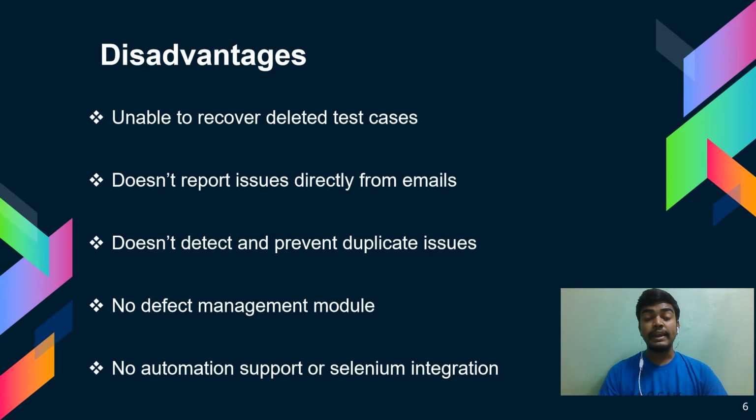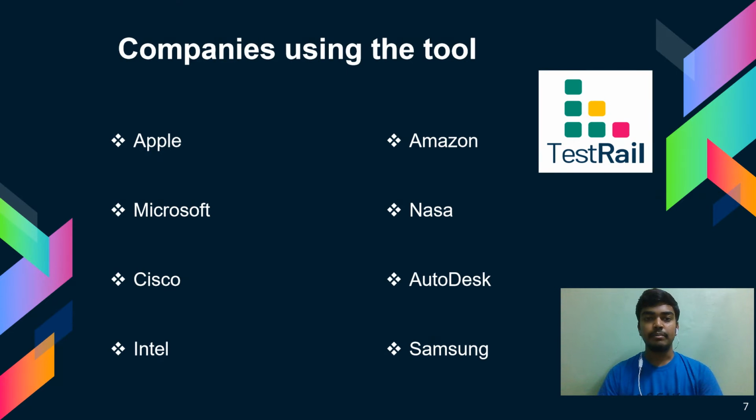The main disadvantages of the TestRail tool are that it is unable to recover deleted test cases, has no defect management models, does not detect and prevent duplicate issues, and does not report issues directly from email to the user. The companies using the TestRail tool are Apple, Microsoft, Autodesk, Samsung, NASA, Amazon, etc.